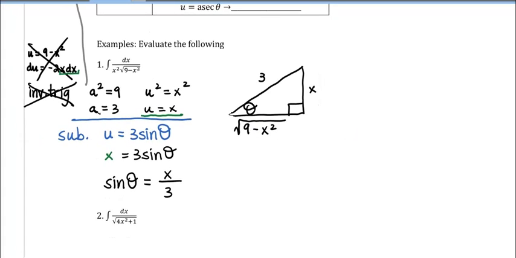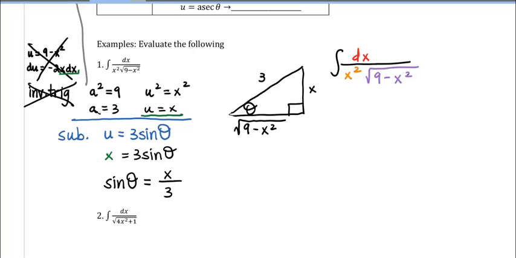So let's see. I'm now going to start rewriting the integral to see if we can pick up all of the pieces that we have. So the integral has a dx in the numerator. And then in the denominator, it has an x squared. And that's multiplied by the square root of 9 minus x squared.